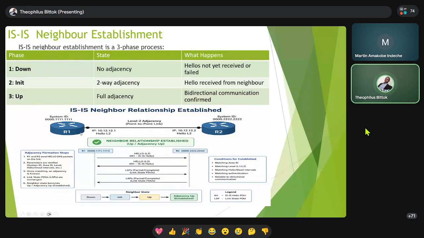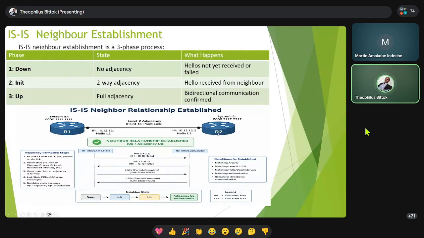The second thing that could stop you from forming an adjacency is the levels. Let's say, for example, R1 is L1, and then I've configured R2 as L2. For that one, it's not going to form an adjacency, since they are in different levels. You'll find that L1 and L1-L2 is going to form an adjacency, that is okay. An L2 router and an L1-L2 router is also going to form an adjacency.